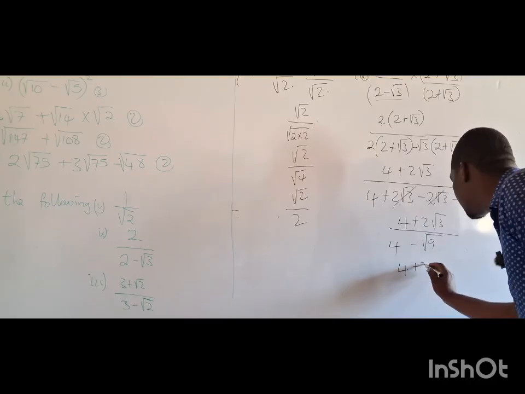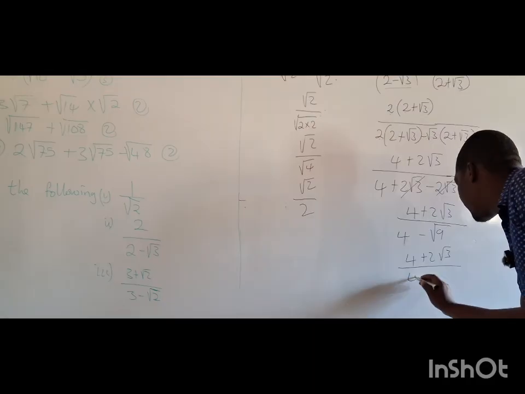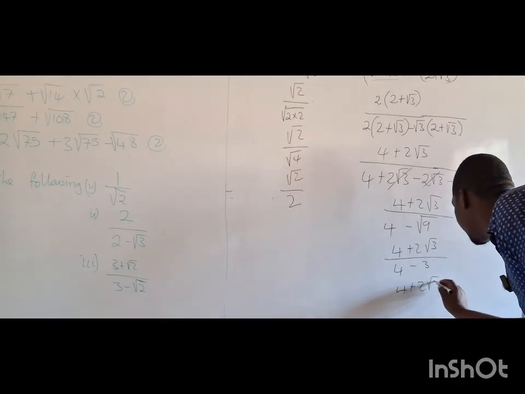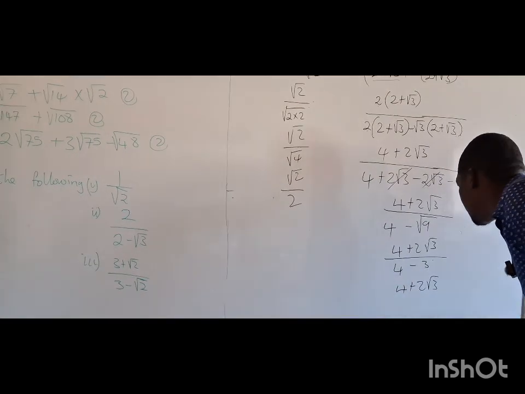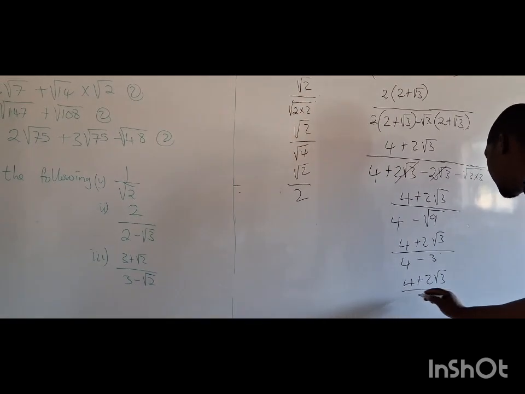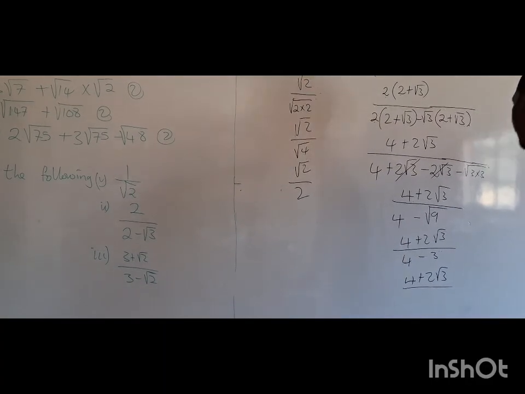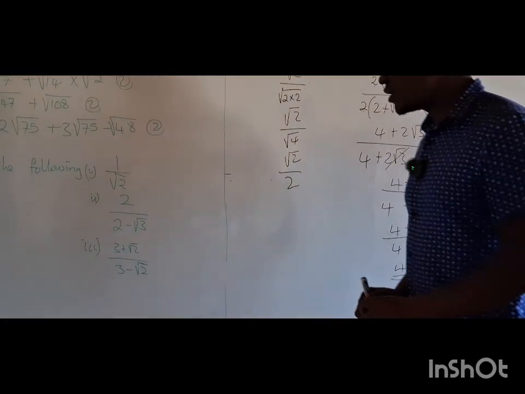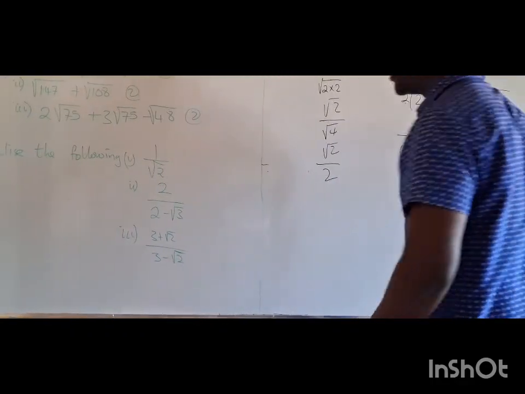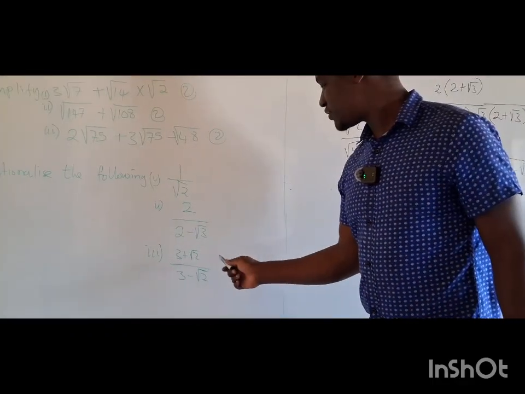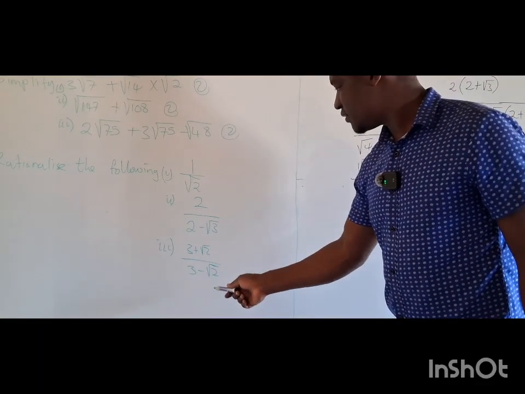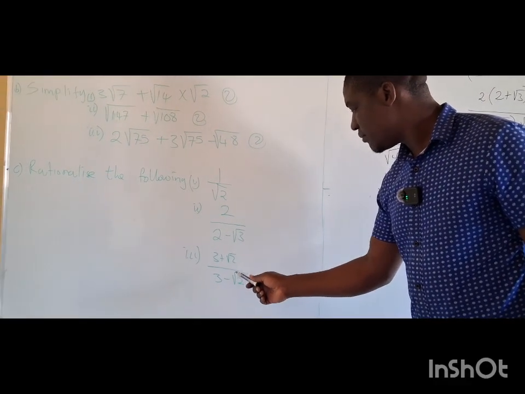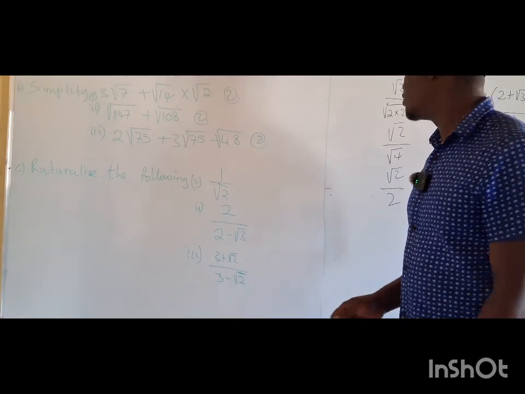We are having 4 plus 2 root 3 over 4 minus 3, which means our final answer is saying 4 plus 2 root 3 over 4 minus 3, which is 1. So you can leave the answer like this, or you insert 1 there, but the answer is 4 plus 2 root 3. And then your task is to complete this one. You do the same. You multiply both sides by the conjugate of this one. Rationalize the denominator, which is 3 plus root 2 over 3 plus root 2. Thank you.